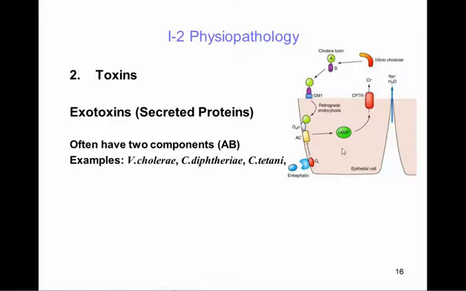It produces cyclic AMP, which will then activate the CFTR chloride channel. So chloride is going to be actively exported into the lumen of the intestine. And in order to maintain osmotic balance, then sodium ions and water will follow the chloride. And this is what causes the characteristic watery, very copious diarrhea that is characteristic of cholera infection. Okay, so the toxin here is very directly responsible for the symptoms.